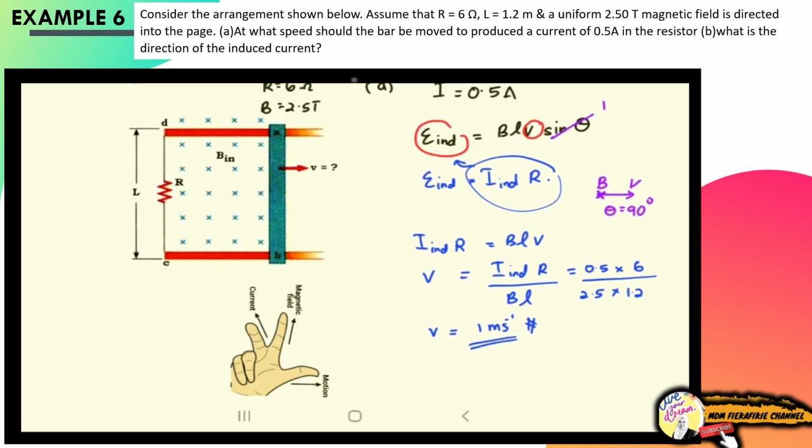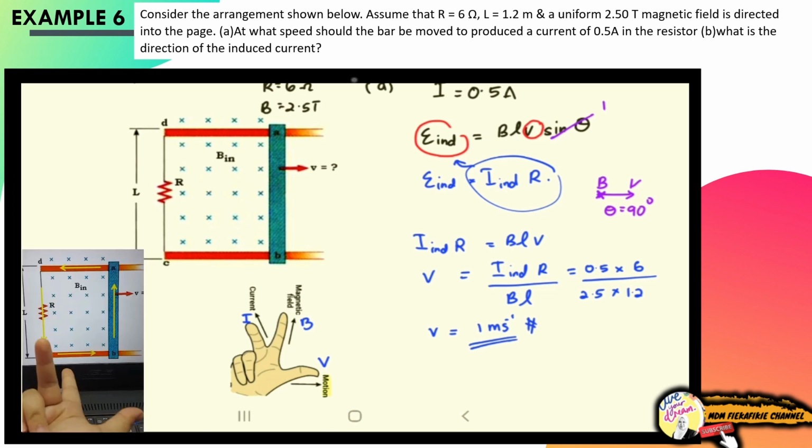So take out your right hand. Your thumb is your motion, which is V. Your index finger is your magnetic field B, and the middle finger is your current I. So we have VBI. Now V is to the right. You need to put your V to the right and B into the page.